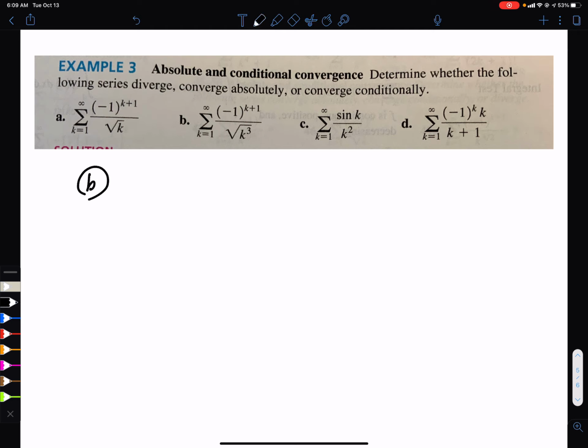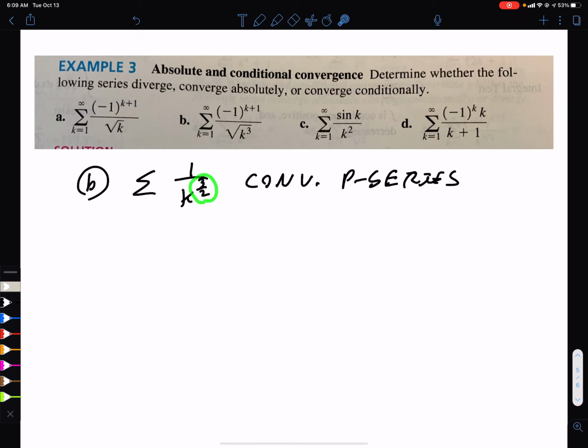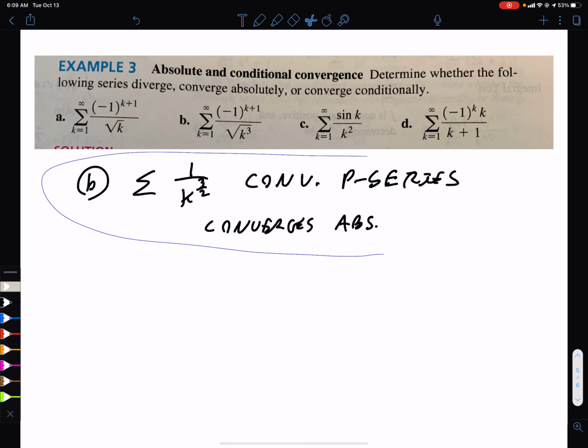B, let's look at the absolute value of this. So the absolute value would be 1 over k to the 3 halves. I know this is a convergent P series. Why? Because P is bigger than 1, therefore it converges. So therefore, since the absolute value converges, this converges absolutely. All right, let's keep going. Couple more.